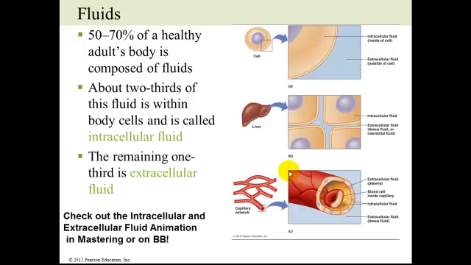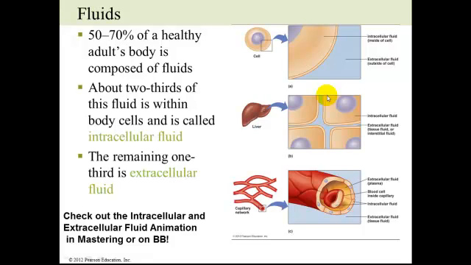When we talk about intracellular fluid, this is fluid that we find within our cells. The other 1/3 is referred to as extracellular fluid, and that extracellular fluid is outside of the cells. So if we take a look here, here's an example of a cell. This would be our intracellular fluid, and then the extracellular fluid.